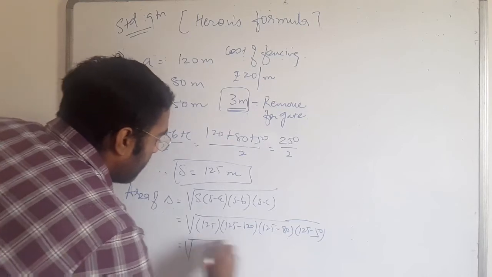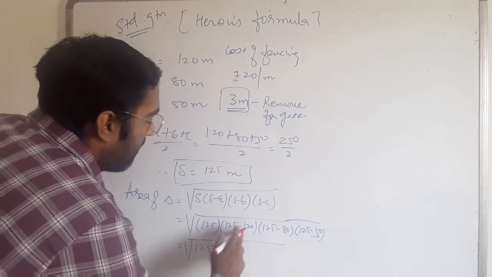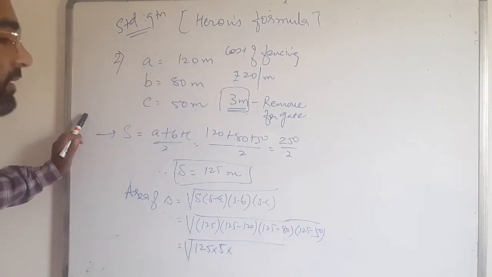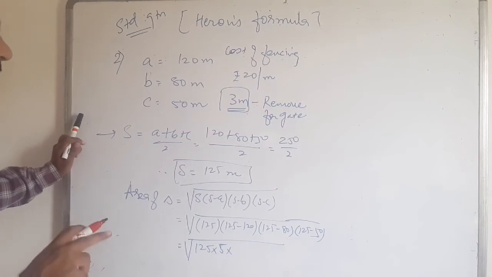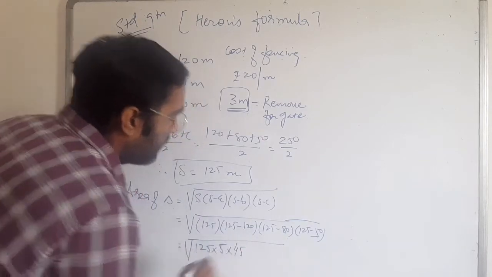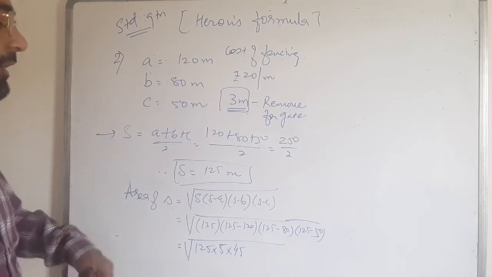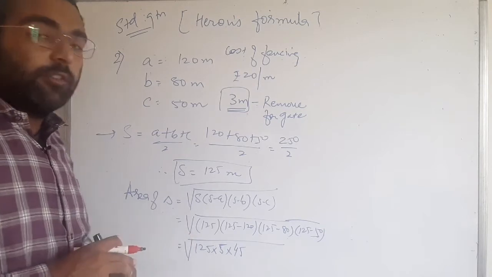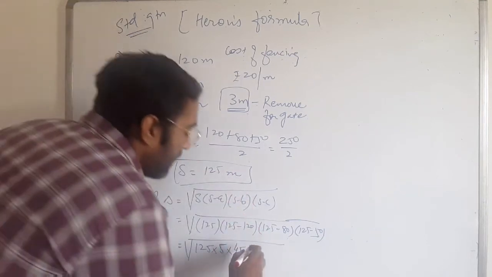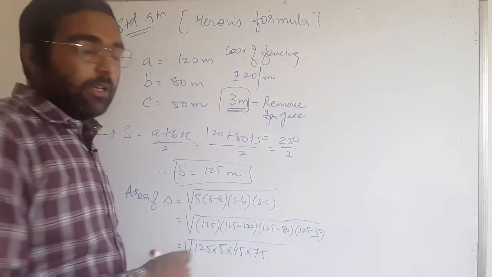Now in square root, 125 into 125 minus 120, that is 5, into 125 minus 80, that is 45, and then 125 minus 50, that is 75. Then multiply by 75. Now we have to factorize it.